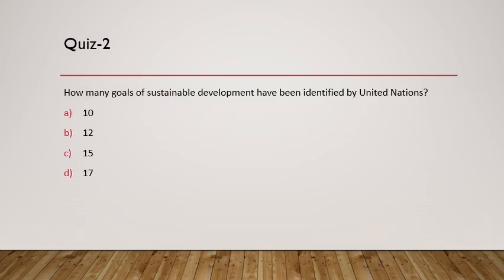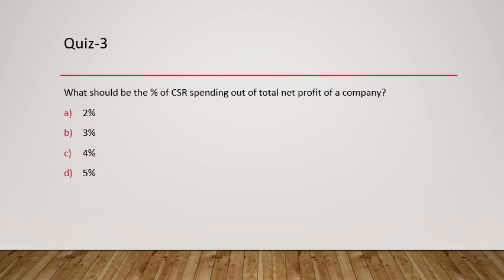Let me take you to question 2, which is about how many goals of sustainable development have been identified by United Nations. So United Nations has identified not 1, not 2, not 3, not 5, not 10, not 15. Rather, it has identified total 17 sustainable development goals, and it expects member nations to act on those goals. As I have already mentioned, these goals are focused on nature, climate, poverty alleviation, education, all those areas are covered as part of this particular goal.